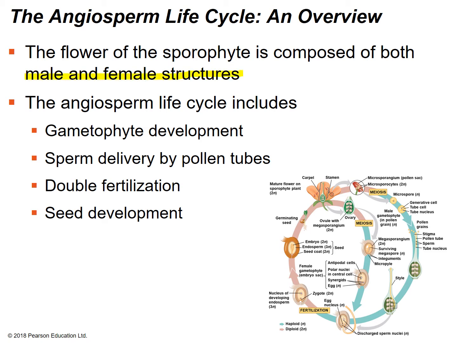The angiosperm life cycle includes the following, and we're going to talk about each step in this lecture. First, gametophyte development. Second, sperm delivery by pollen tubes. Third, double fertilization, a characteristic feature of angiosperms. And finally, we're going to talk about seed development.